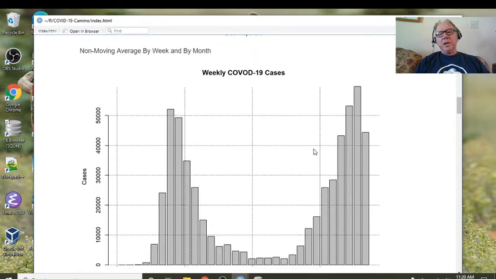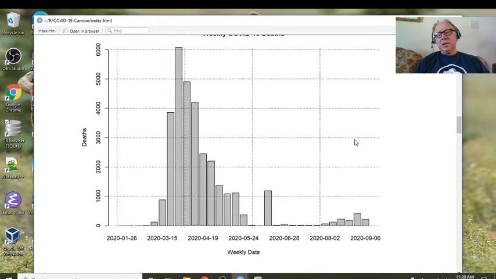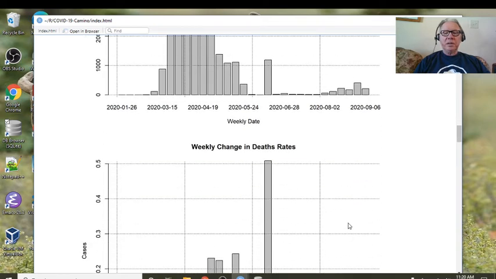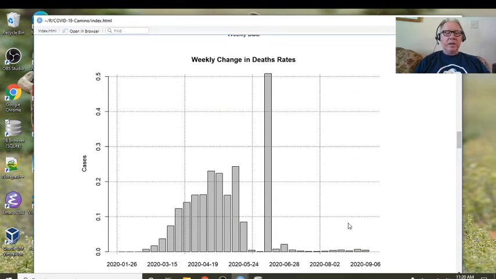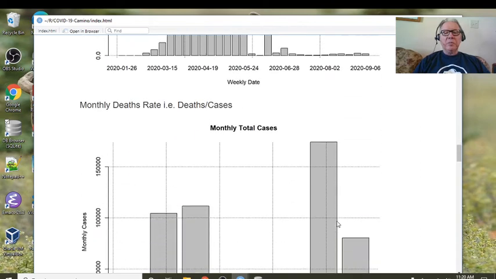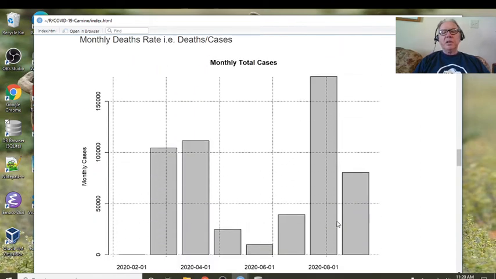Let's take a look at the weekly number of cases. Cases clearly continuing to spike upwards. This is the current week. Deaths continue to remain flat. This is 184. I believe the rest of these days are fairly low. The death rate is extremely low as compared to the number of cases being reported.